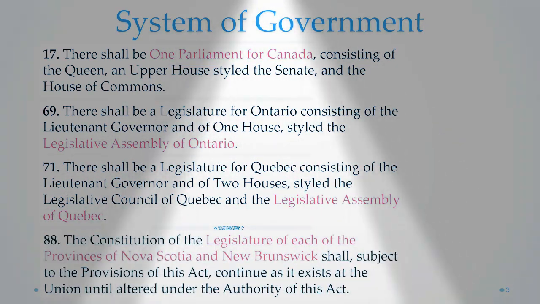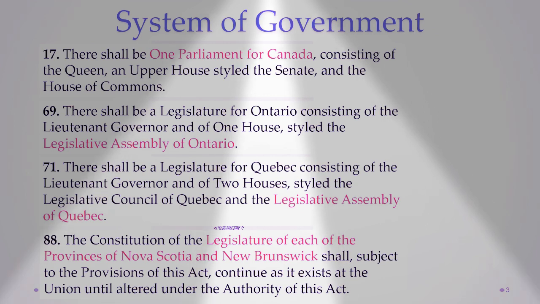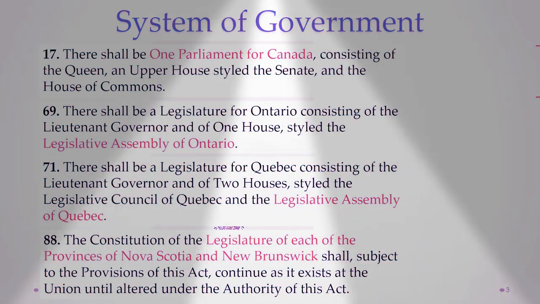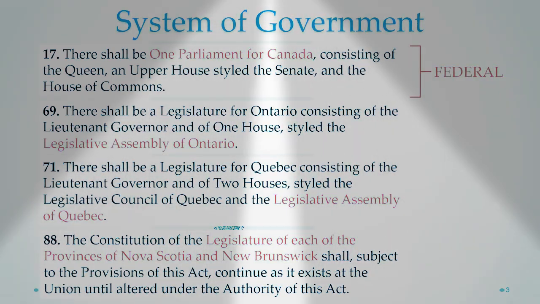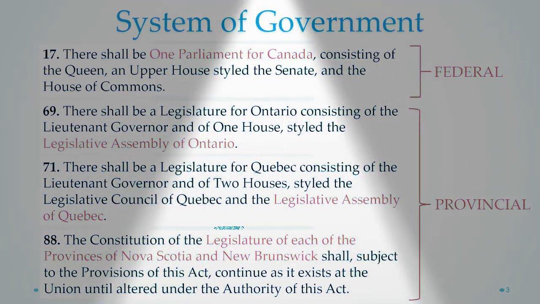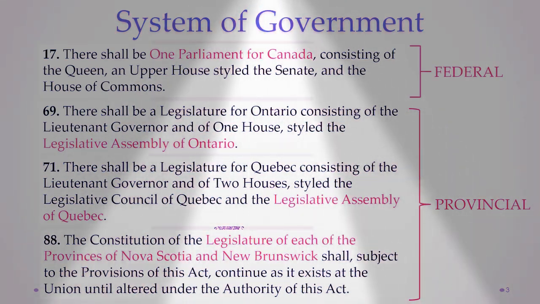And also, the Constitution Act 1867, or the BNA Act, acknowledged the existence of the legislatures of the provinces of Nova Scotia and New Brunswick. So what the Constitution created was two levels of government in Canada: a federal level, which was the Parliament of Canada, and a provincial level, which were the provincial legislative assemblies.